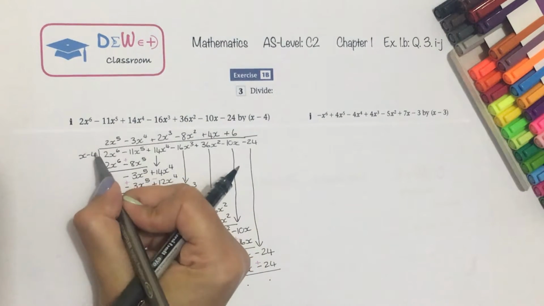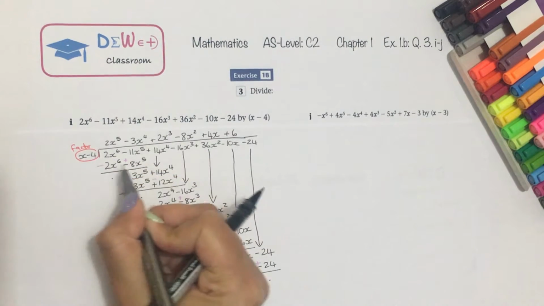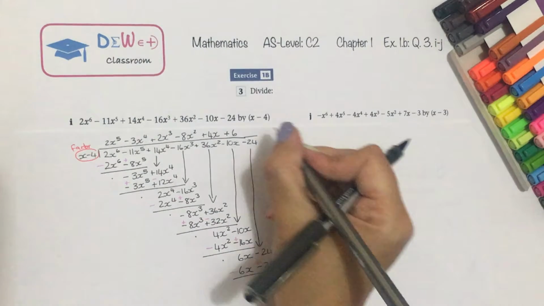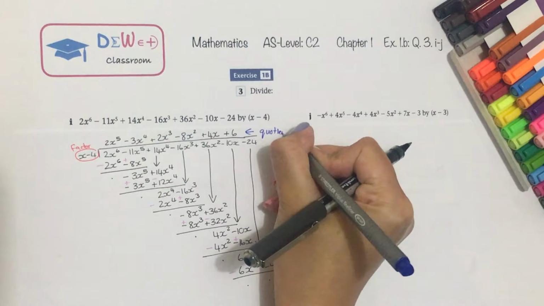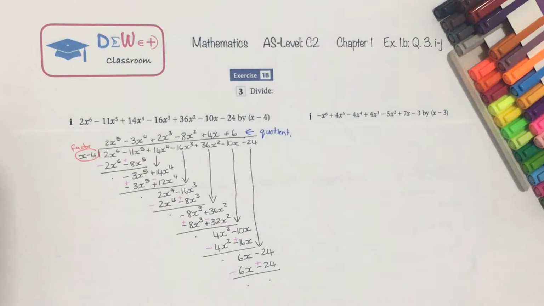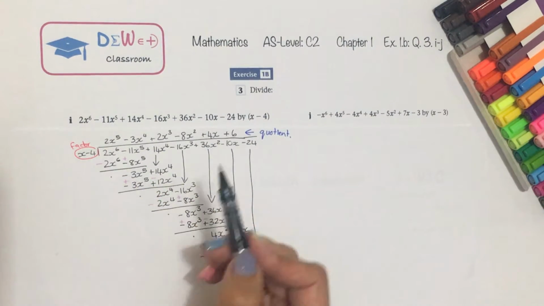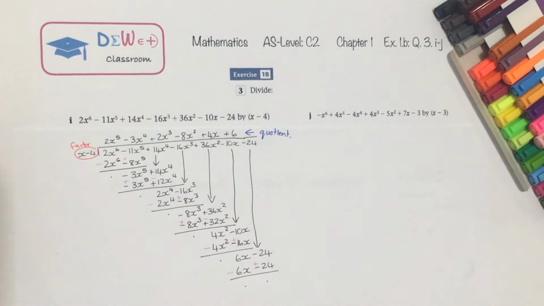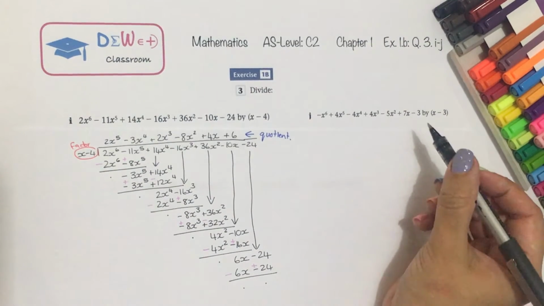That means that we can say that x minus 4 is a factor of this polynomial, and that this is our answer, also known as the quotient. Remember that if we multiply the quotient, this whole polynomial in itself, by the factor, then we will get the answer right there. Okay, moving on to number J.